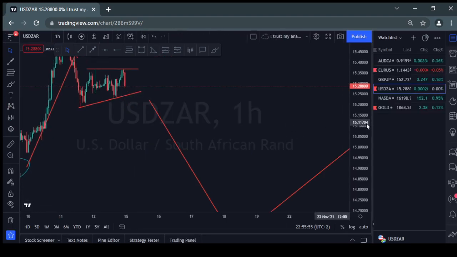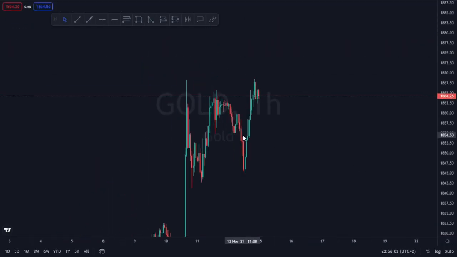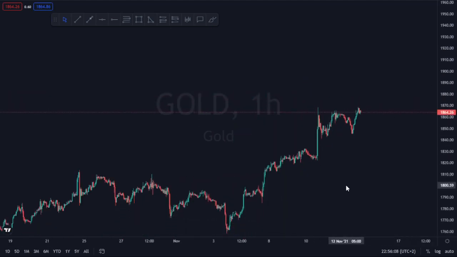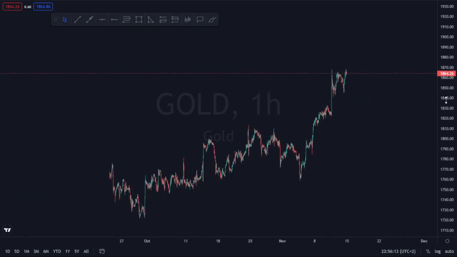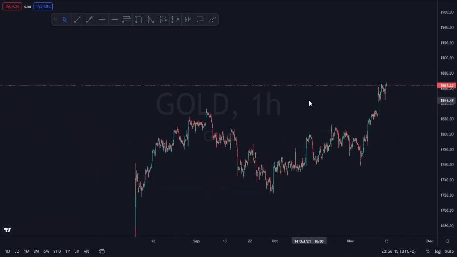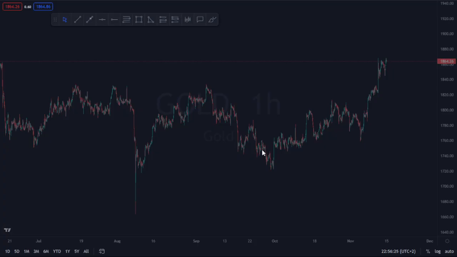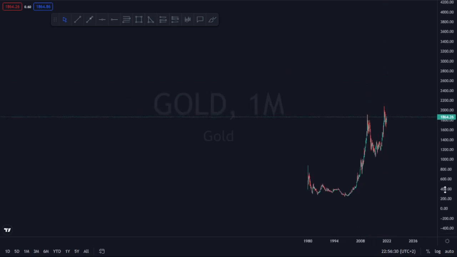So guys, now for the last pair which I promised you, the bonus pair, which is gold. Gold, I removed all my analysis because I just wanted to start it fresh with you so that you can see how I start to look at these pairs from the beginning. I usually don't start with monthly, but I just want to see what is going on.